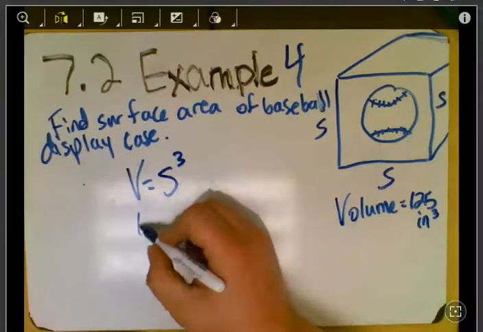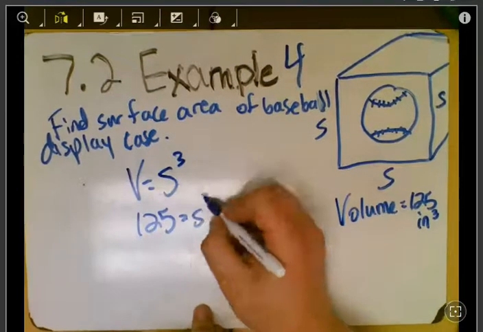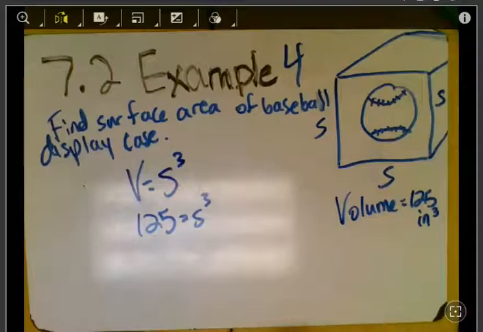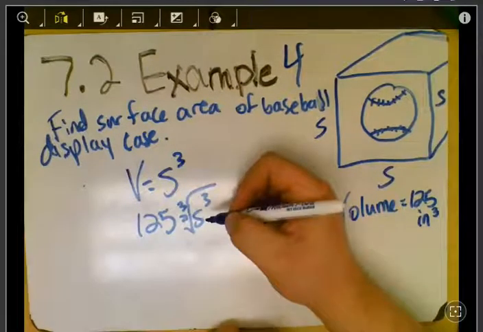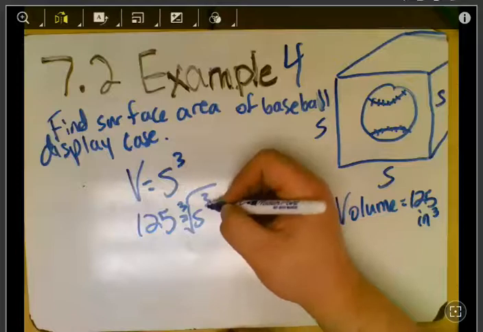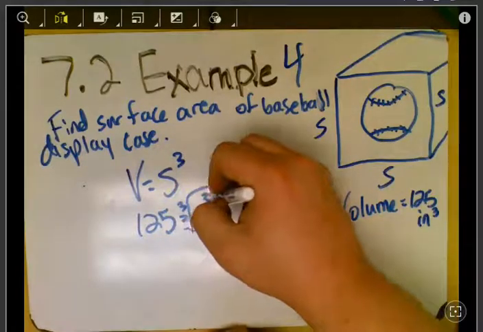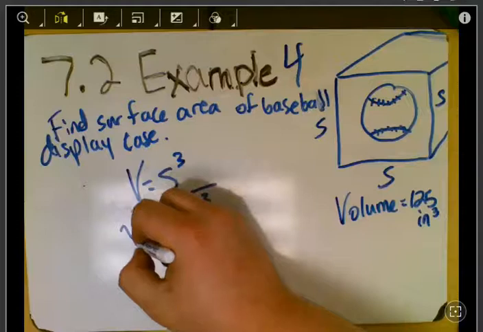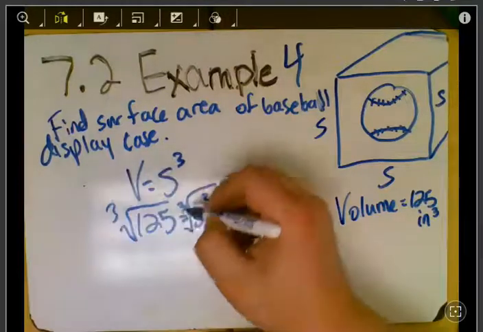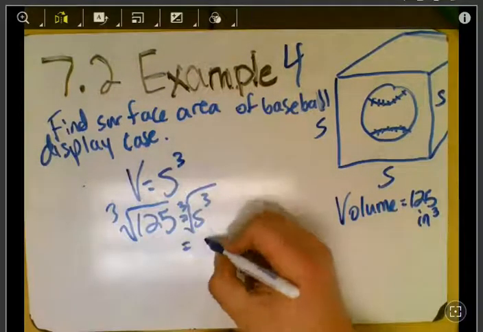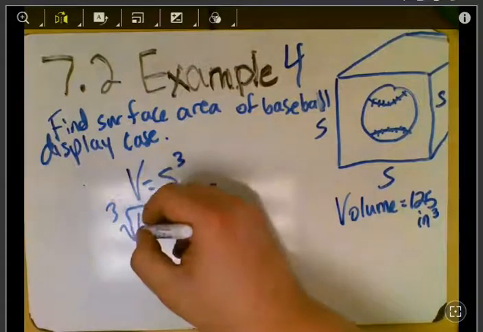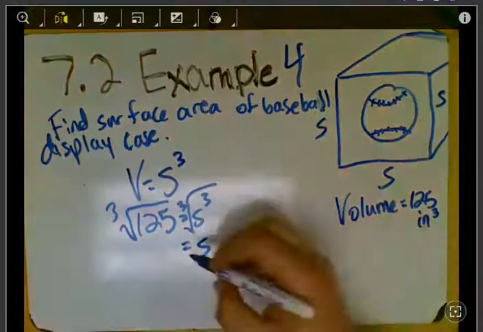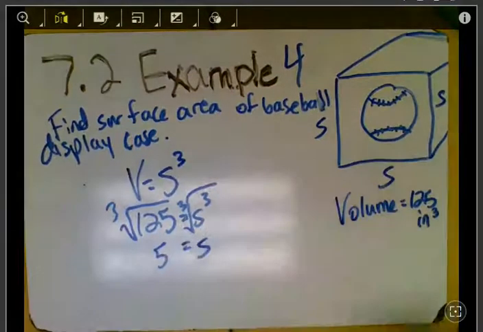We set 125 equal to that s to the third, and then what we were talking about earlier, we use the cube root as an inverse of cubing. And then when we do that to this side, we have to do this side as well, which means this becomes s because the cube root here undoes the cubing, and the cube root of 125, as we saw with our examples, is 5. So we figure out that s equals 5.